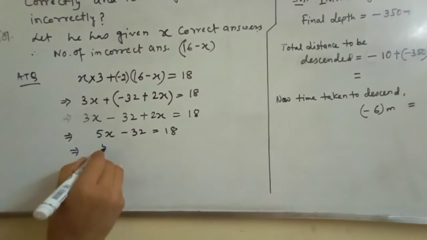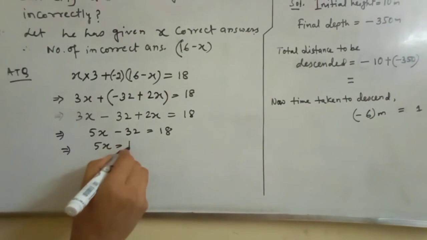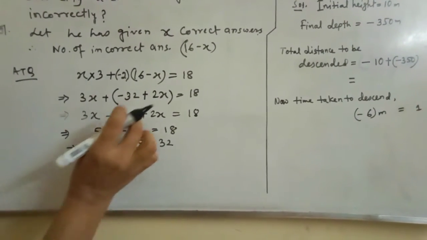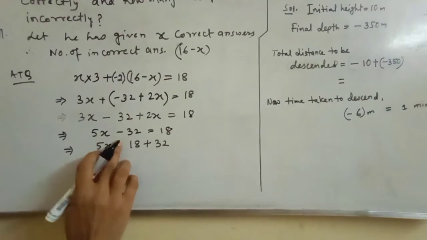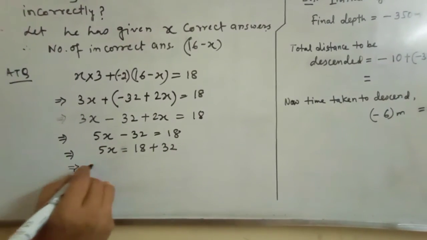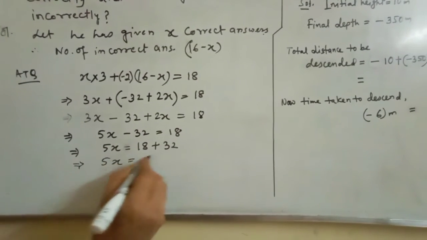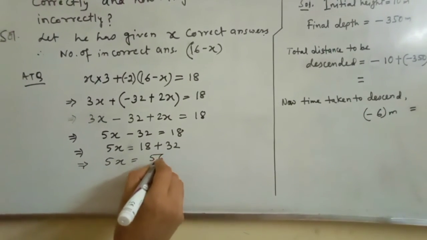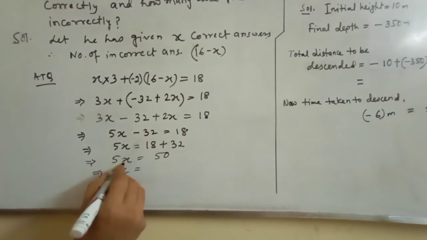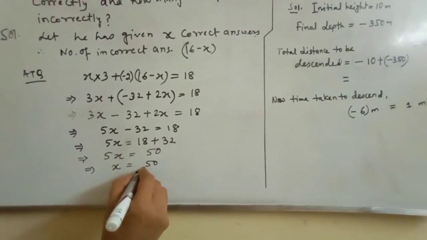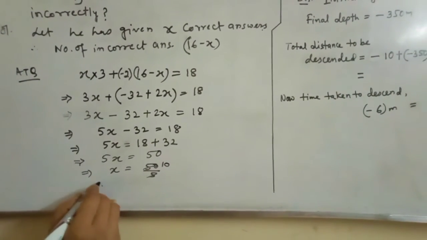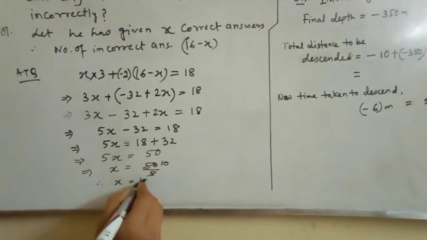Or 5x is equal to 18 plus 32. You are changing the side of minus 32 to the right side, so it will become plus 32. Now, next line, 5x is equal to, if you add, you will get 50. So x is equal to, 5 was multiplied here, you will divide it by 5 and you will get 10. Therefore x is equal to 10.